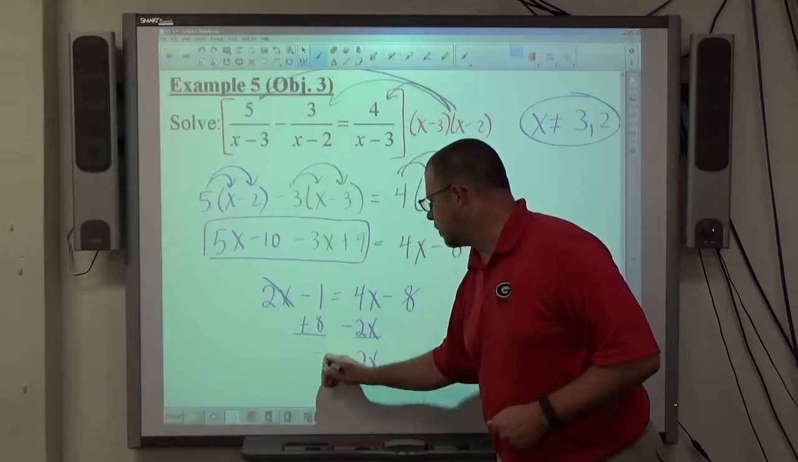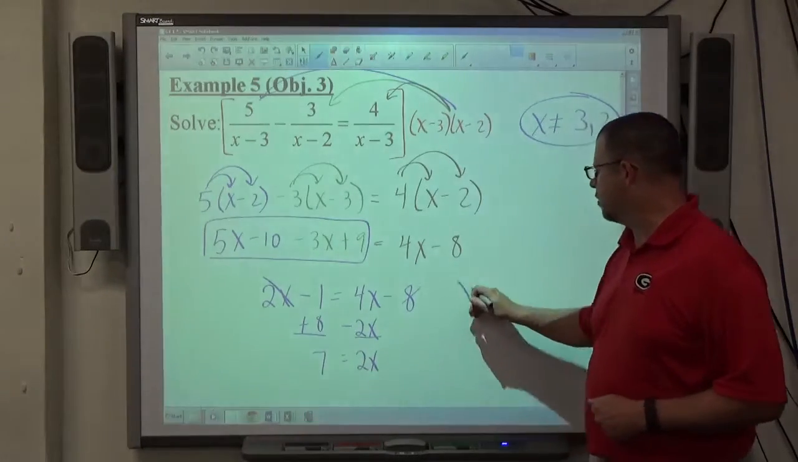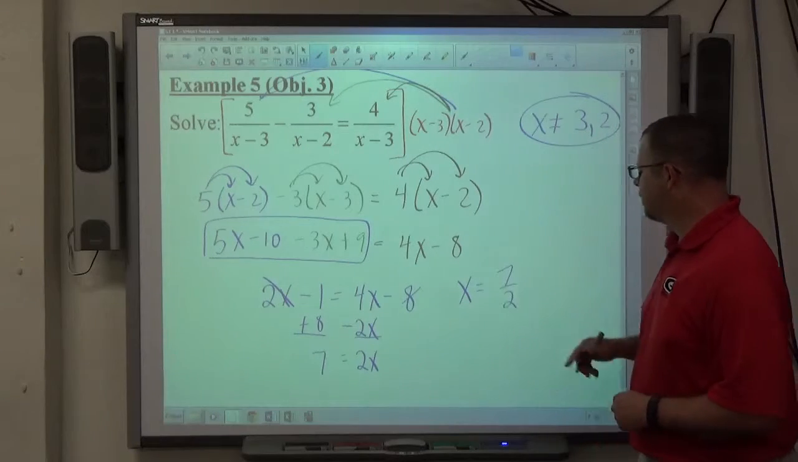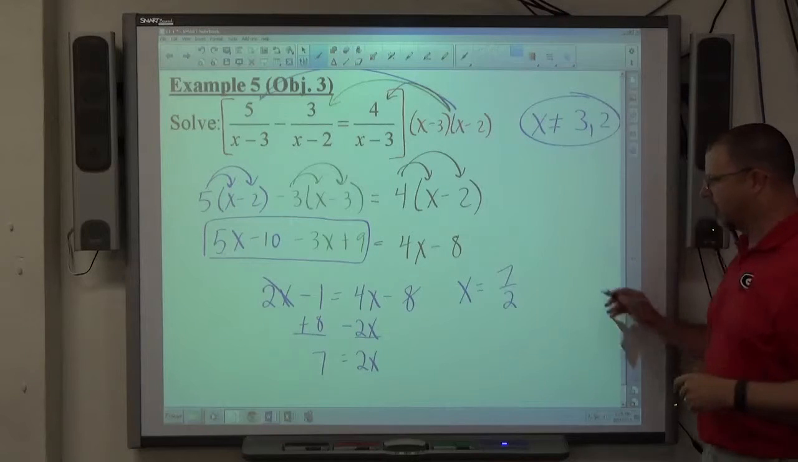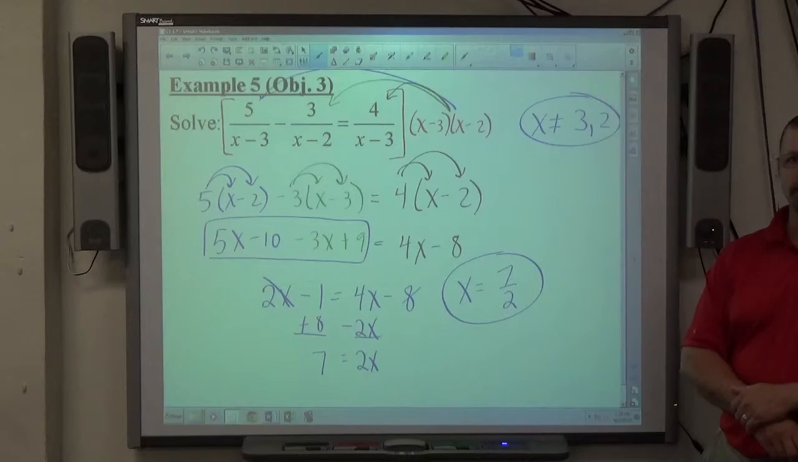Negative 1 plus 8 is equal to 7. We divide both sides by 2. x equals 7 halves. Notice 7 halves is neither 3 nor 2, right? Which means it's a fine answer and there's nothing wrong with it.